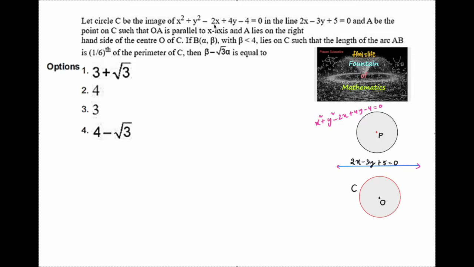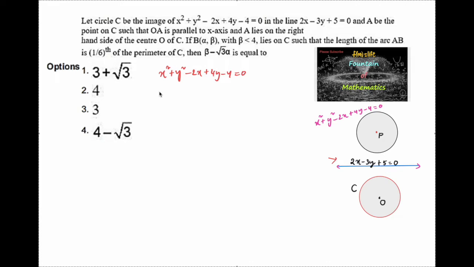First, let us find the image of the circle x square plus y square minus 2x plus 4y minus 4 is equal to 0, with respect to the line 2x minus 3y plus 5 is equal to 0.